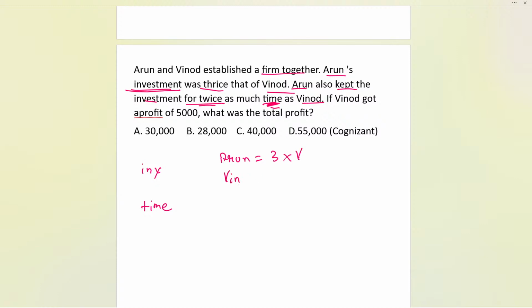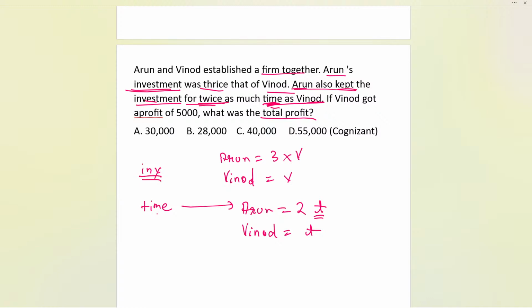So now Vinod's investment will definitely be V only. Now, let us talk about time. Arun kept the investment for twice the time as Vinod. So Arun has twice the time Vinod has. Let us take Vinod's time as T, so Arun's time is 2T. Now, what is the total profit?